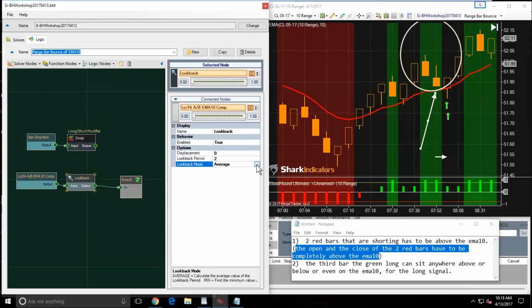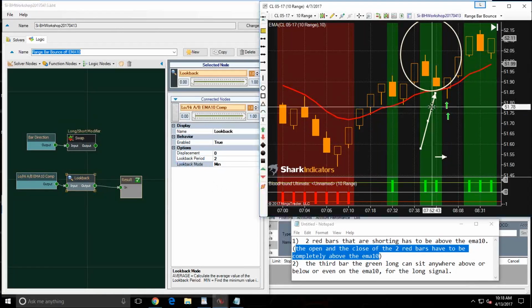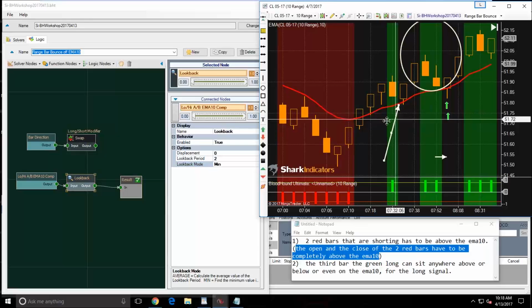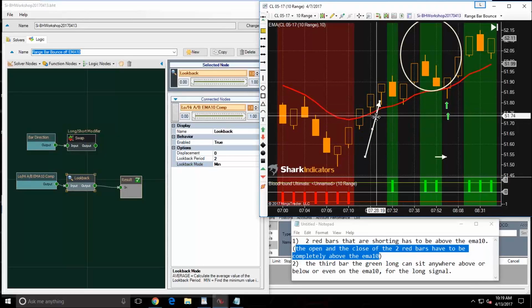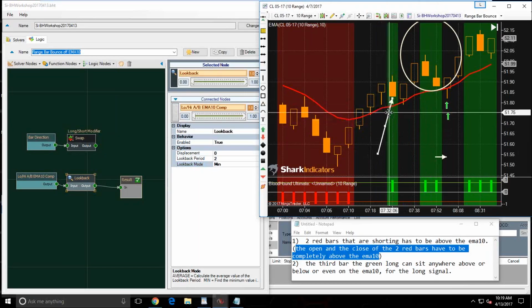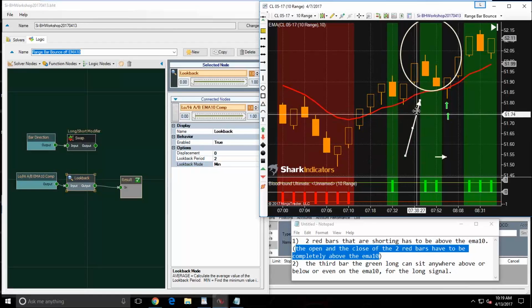And then we want a minimum of 2 bars in a row, like so. Now, if we look at this, here's the first bar that's completely above our EMA, and then here's the second bar completely above our EMA. So we're making sure that we get at least 2 bars before we get an output.